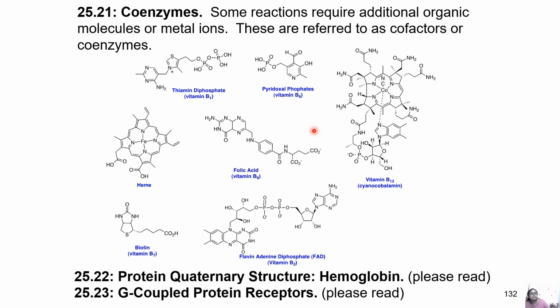Now, what are coenzymes? Coenzymes are basically in some reactions where there is an additional organic molecule required. So these are referred to as the cofactors. So the protein will not function without these coenzymes.